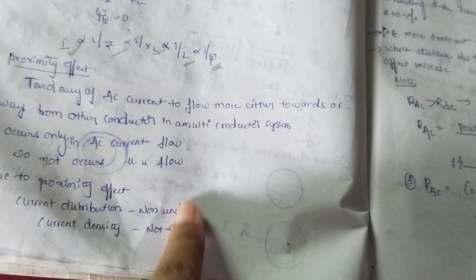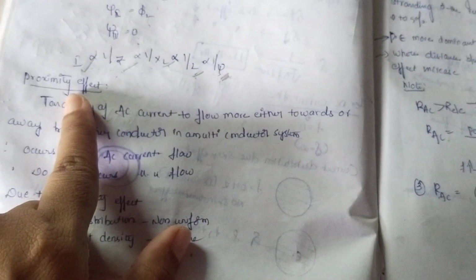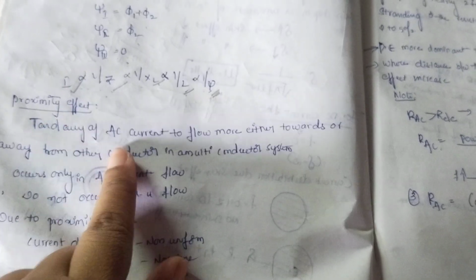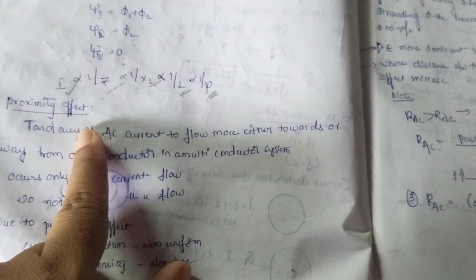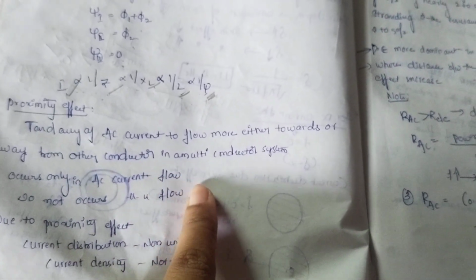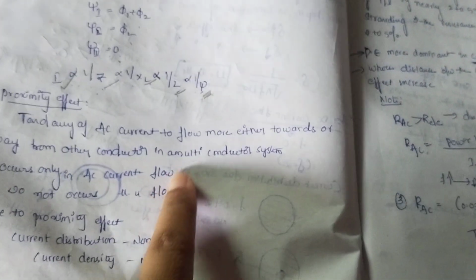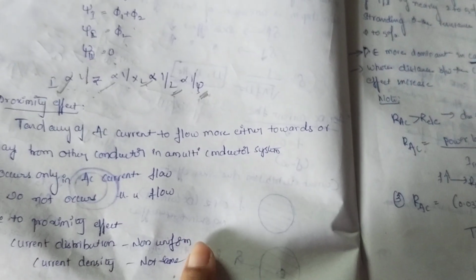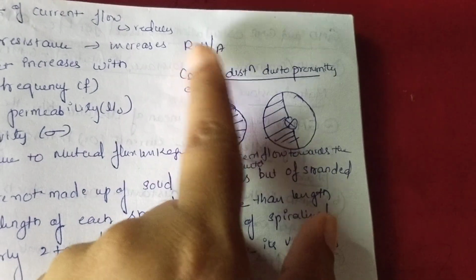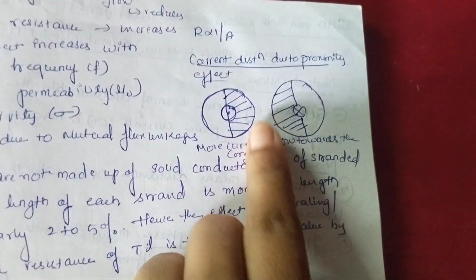So if we see all these factors, we can say that proximity effect is also a type of skin effect. Means the effects due to proximity effect are the same as the skin effect: it occurs in AC current flow, does not occur in DC current flow, current distribution is non-uniform, current density is non-uniform. I'll explain with an example. See here, current density due to the proximity effect.